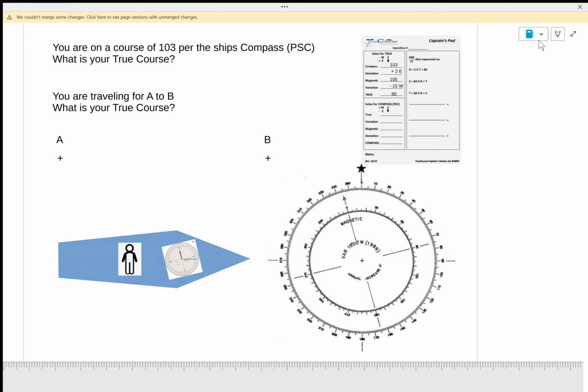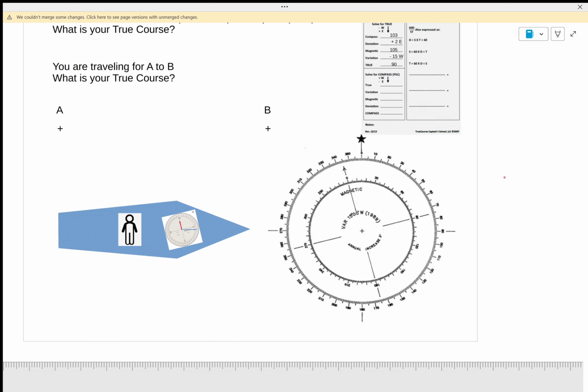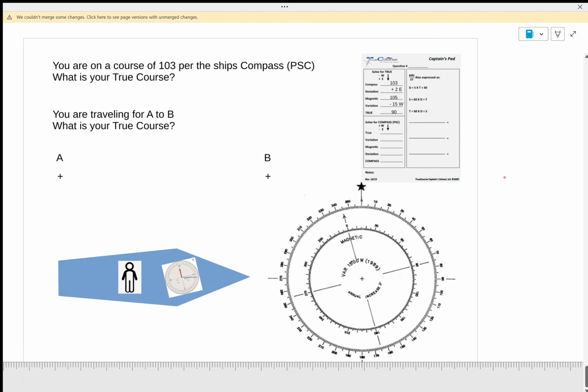Hello, this is a video to explain how to use the compass rose, the ship's compass, and the captain's pad in figuring out what is your true course. So there's basically two kinds of problems that you come across.